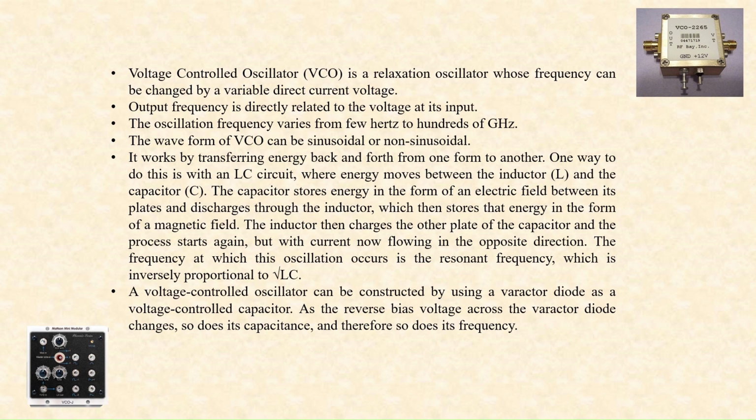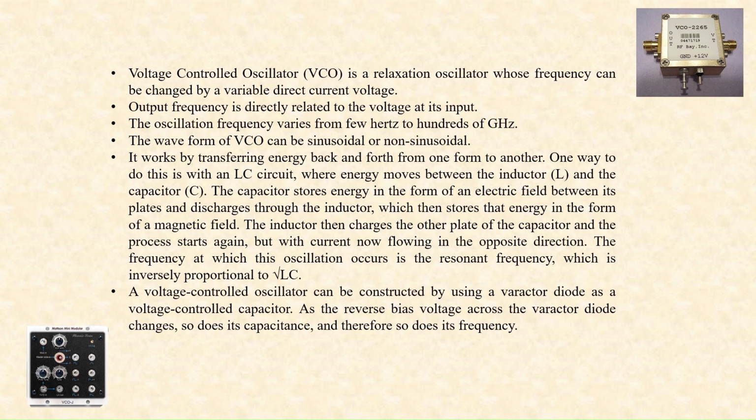Voltage control oscillator, also known as VCO, is a relaxation oscillator whose frequency can be changed by a variable direct current voltage. Output frequency is directly related to the voltage at its input. The oscillation frequency varies from a few hertz to hundreds of gigahertz. The waveform of VCO can be sinusoidal or non-sinusoidal.